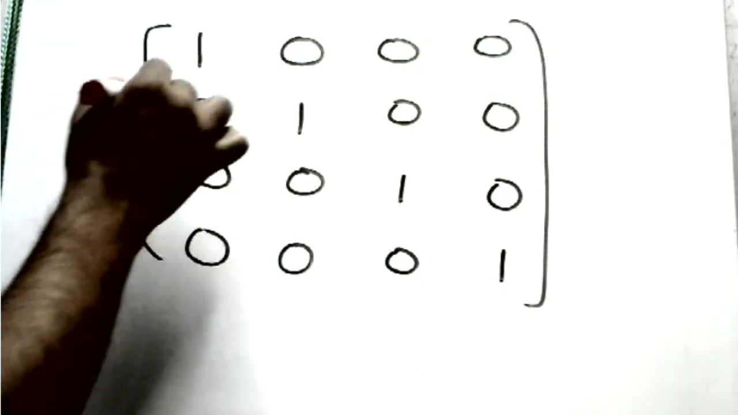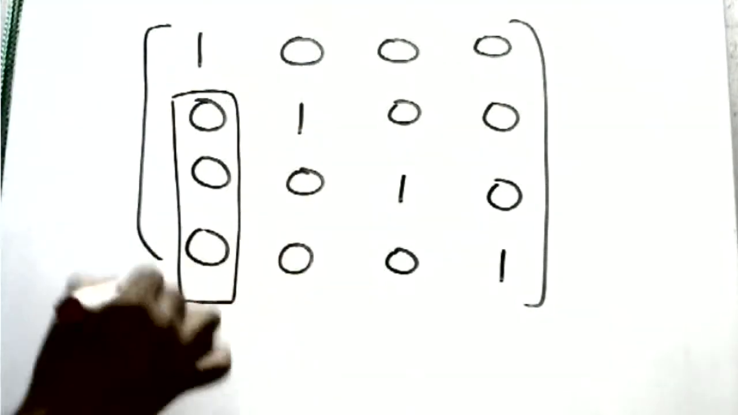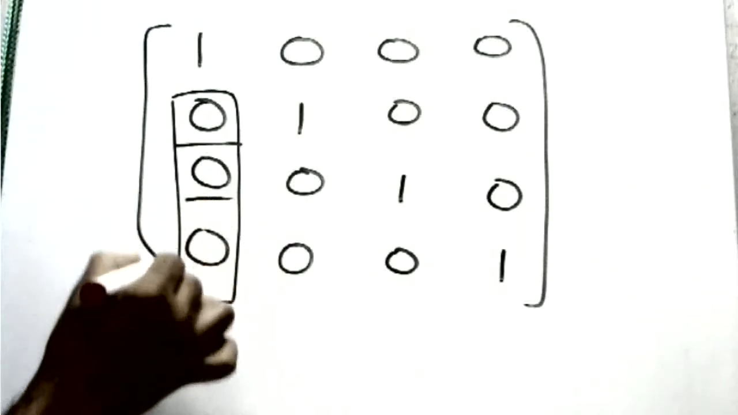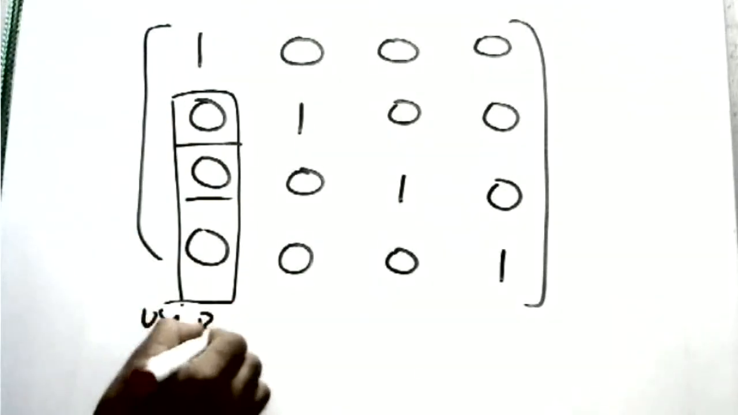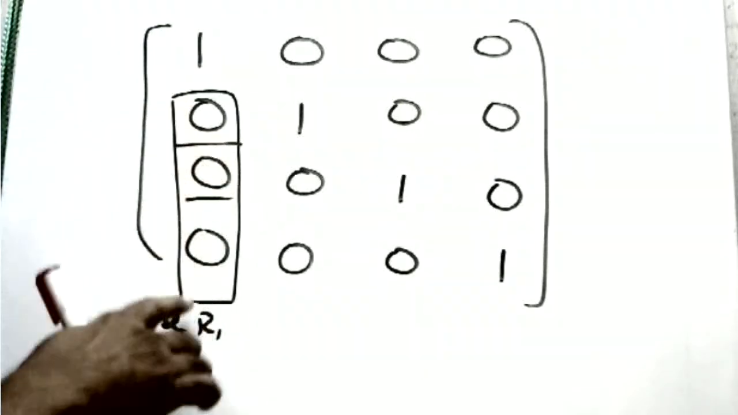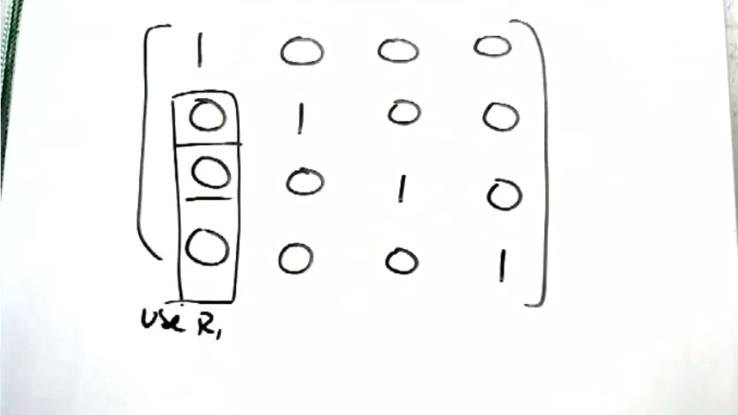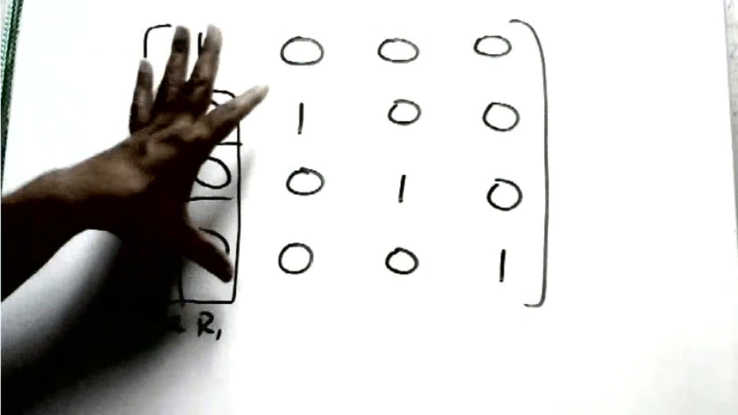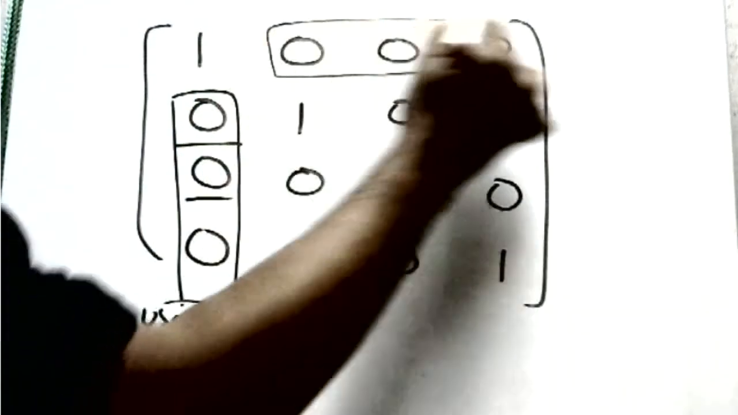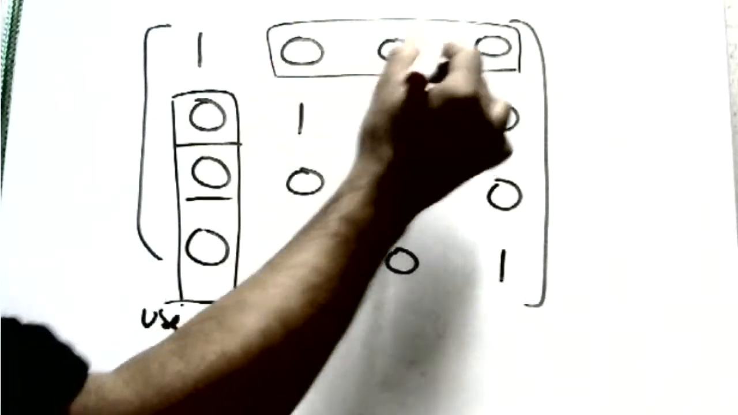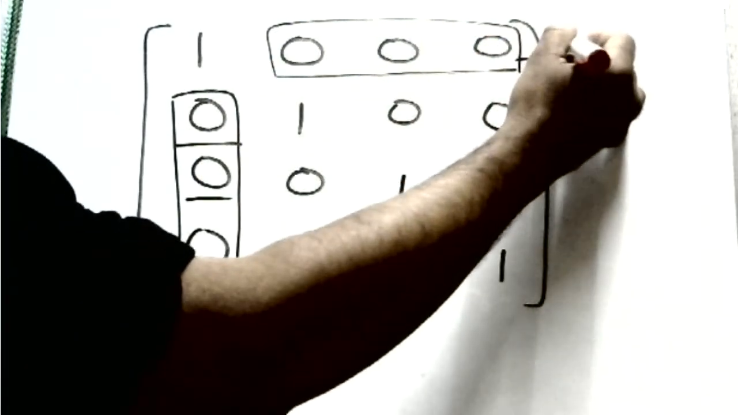Now see here, let me make zeros in this order. First let me make these 3 zeros. To make these 3 zeros, use R1. We can use all the rows also, but the easy way is, next, we make these 3 zeros.